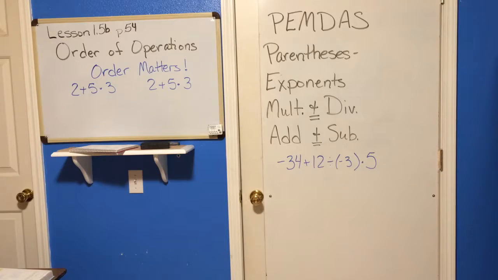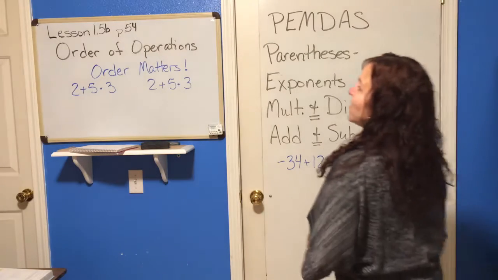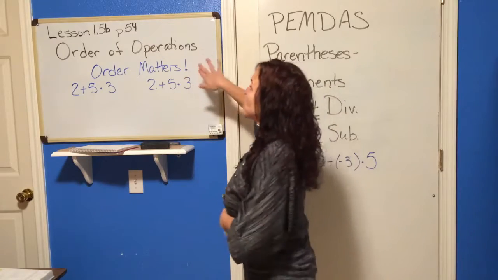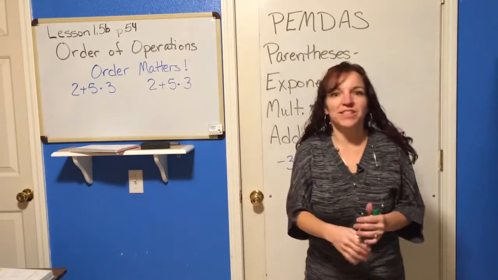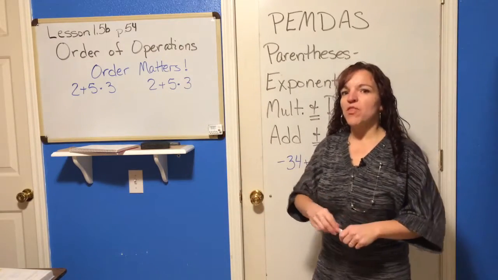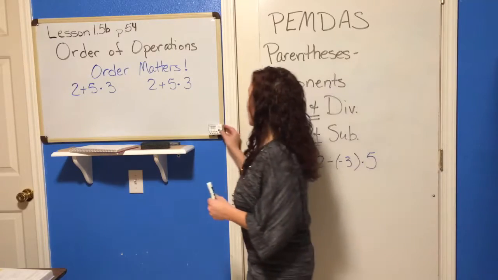All right, we're back for the second half of section 5 in chapter 1, and all we're going to cover here is the order of operations. So first we need to remember that in math, the order definitely matters.